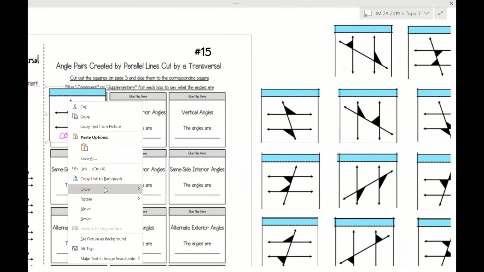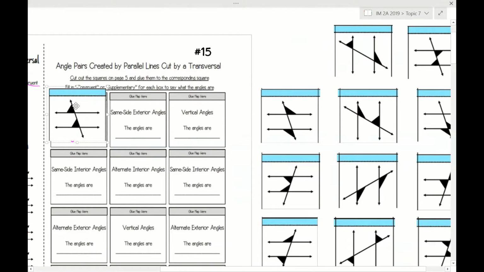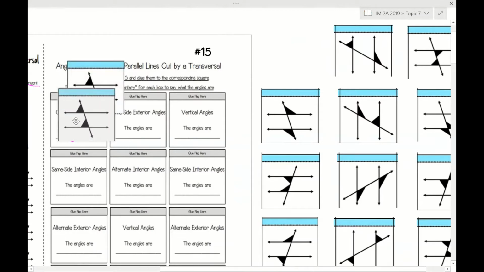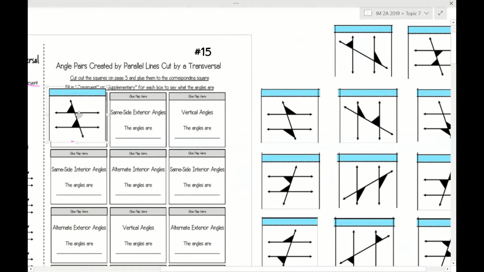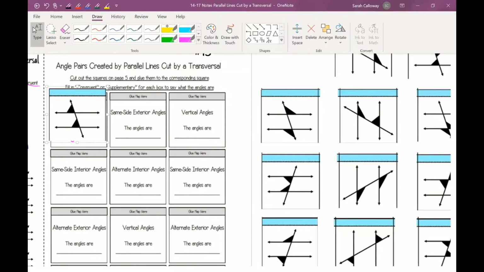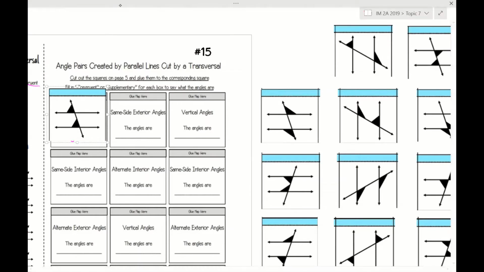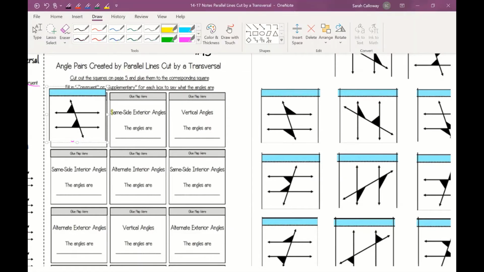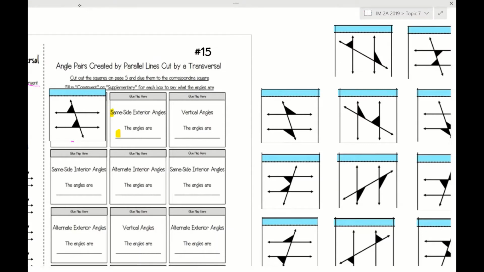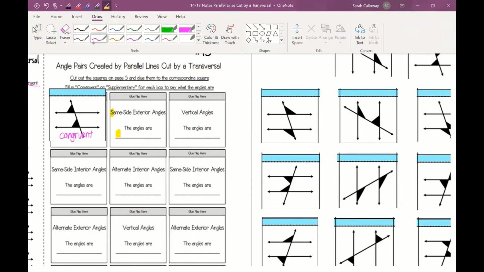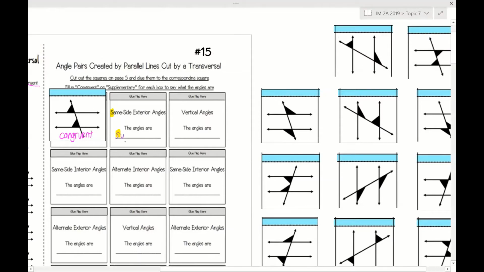I'm going to have to bring it to the front. There we go. So then that's going to be the flap there, so that you can quiz yourself and say, okay, this is which vocab word, is how you should use this page to quiz yourself on the visual. Same side exterior angles. Remember, my hint is that if it starts with that S, the relationship also starts with an S. And so if I have same side exterior angles, that means that these angles are supplementary.